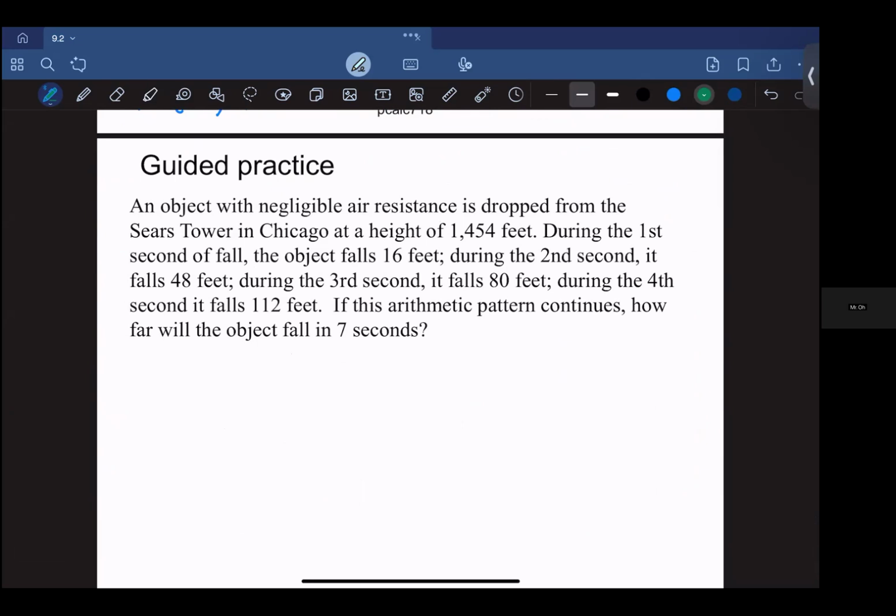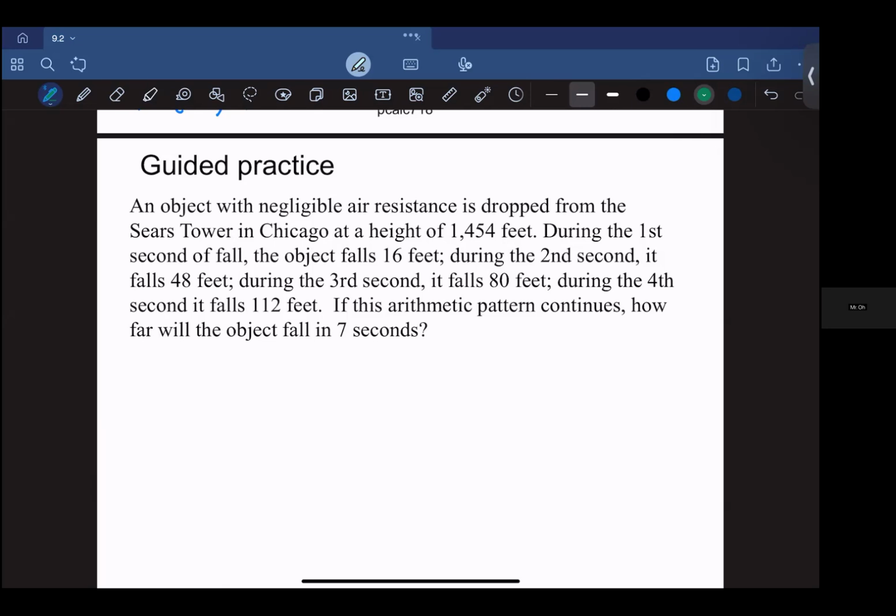All right. An object with negligible air resistance, which means none, is dropped from the Sears Tower in Chicago at a height of 1,454 feet. During the first second of fall, the object falls 16 feet. During the second, it falls 48 feet. During the third second, it falls 80. During the fourth, it falls 112. If this arithmetic pattern continues, how far will the object fall in 7 seconds?